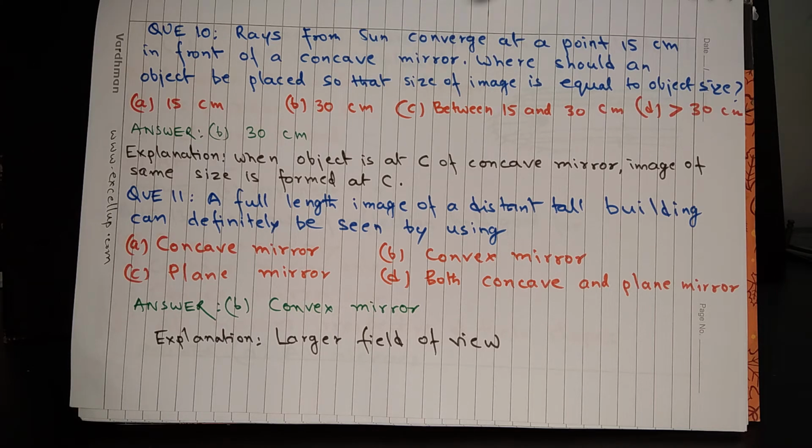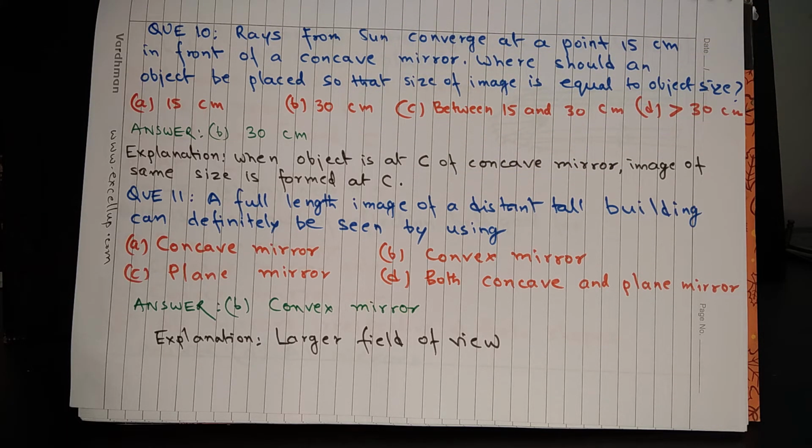Since rays from the sun are coming from infinity and they are converging at 15 centimeter, the focal length of this concave mirror is 15 centimeter, and we know that when the object is kept at C, then an equal sized image is formed at C. So that is why, and the distance of C is double the distance of F from the pole of the mirror. So the answer is 15 multiplied by 2, 30 centimeter.